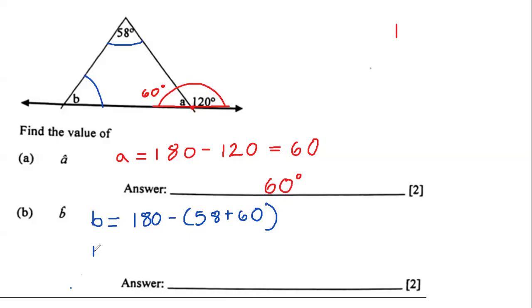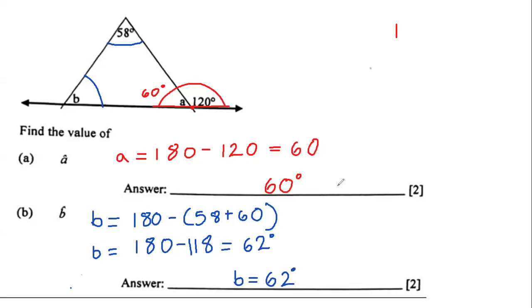So that means that B is equal to 180 minus what you get when you add these two. So 58 plus 60, 118. So that means that B is equal to what? B is equal to 180 minus 118, 62. So B is equal to 62 degrees.